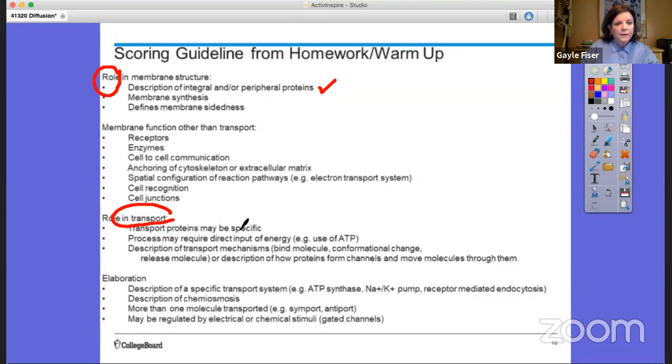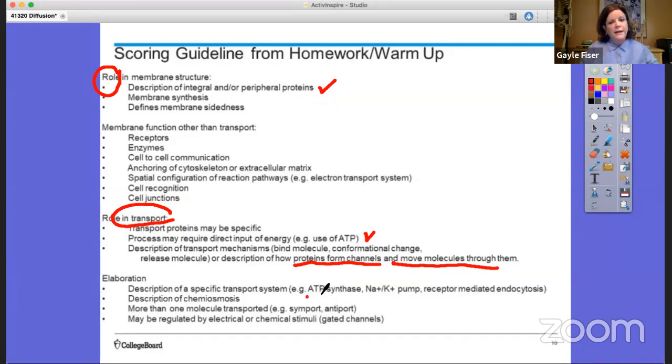Role in transport: proteins may be specific. Some are going to need ATP, remember those active transport ones. And description of transport mechanisms: the binding, the conformational change, and the release of a molecule. You could have gone into that. And then how proteins form channels. I probably would talk about channels and moving through them. And then you could have elaborated to specifics.